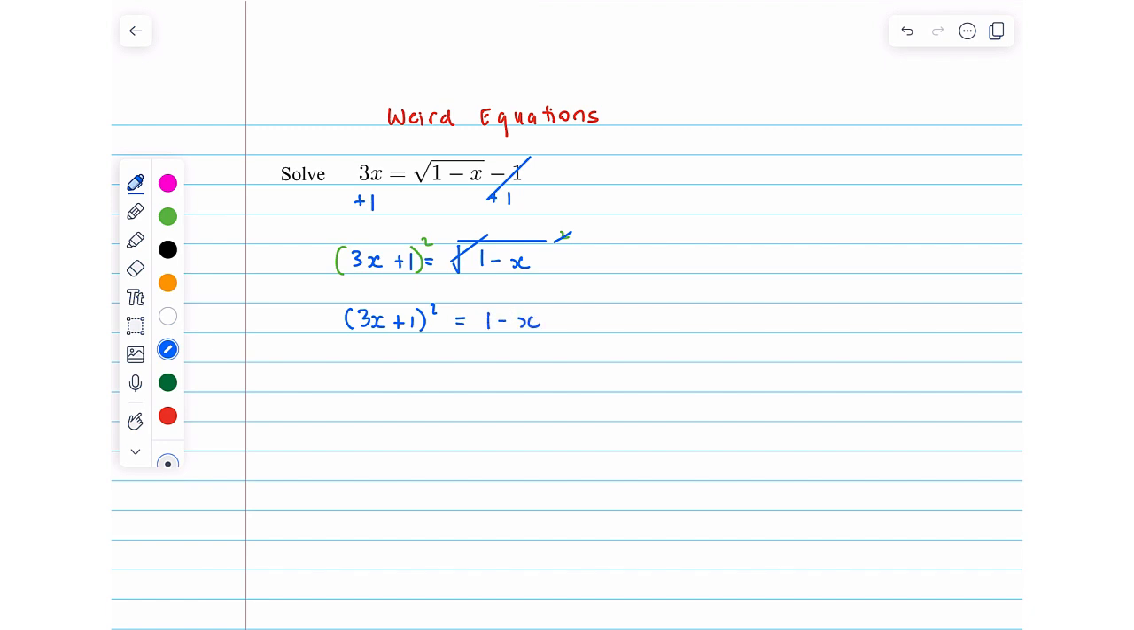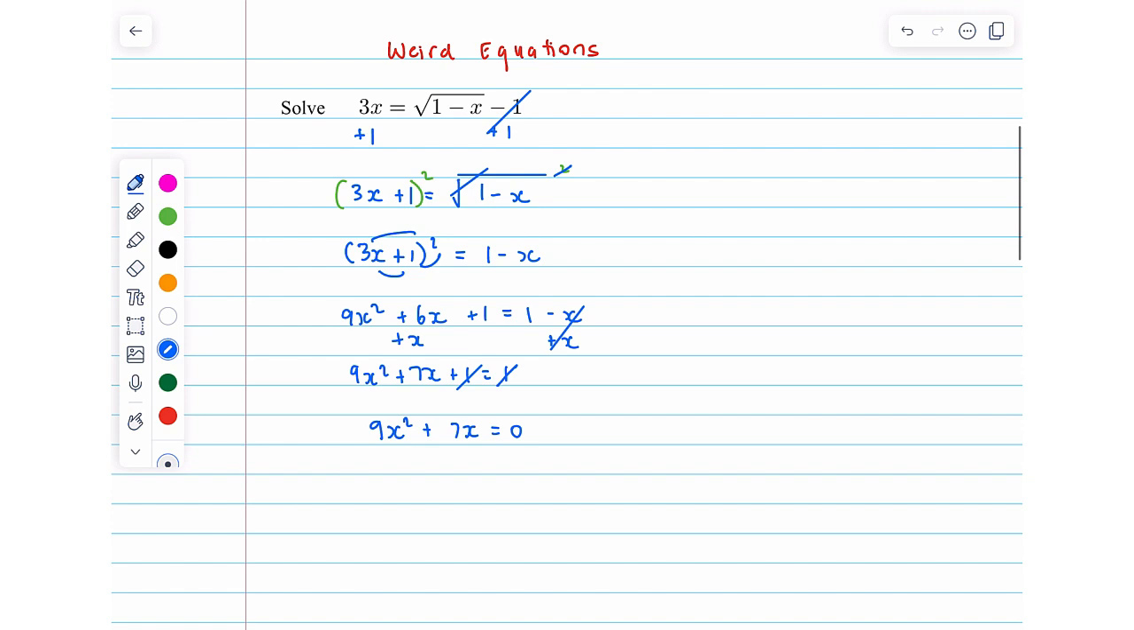Now let's expand. Square the first term, 9x squared, double the product, 6x positive, square the last term, plus 1 equals 1 minus x. Add the x to both sides, 9x squared plus 7x plus 1 equals 1, and then subtract the 1 from both sides, which will just eliminate it. Then we're left with 9x squared plus 7x equals 0. We know what we need to do from here.